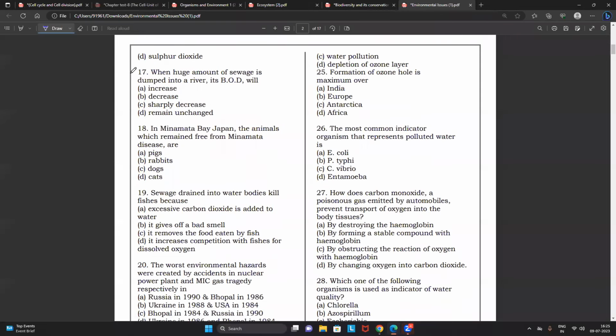Okay. Question number 17. When a huge amount of sewage is dumped into a river, see, friends, think and answer. When a huge amount of sewage is dumped into a river, will its BOD increase or decrease? First, think.